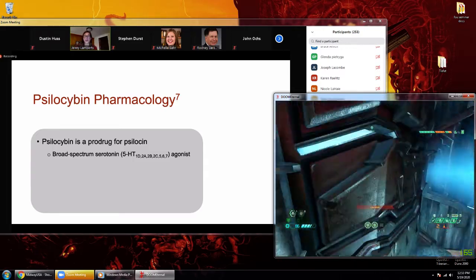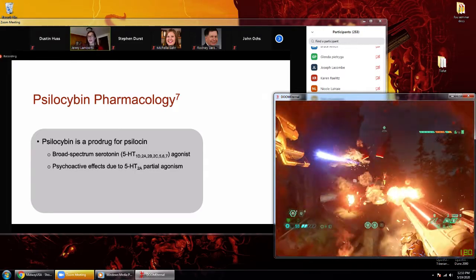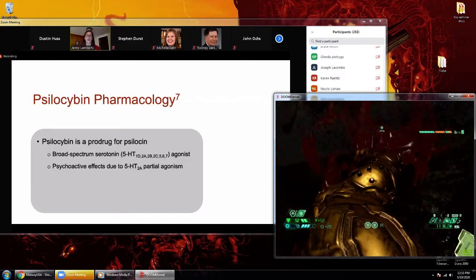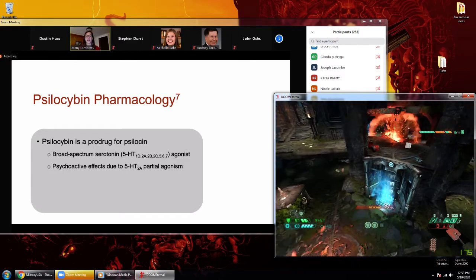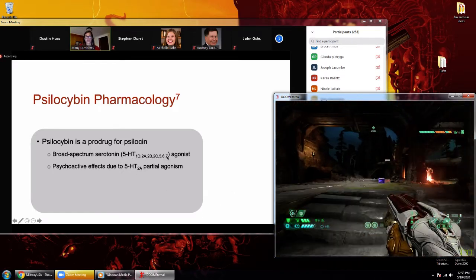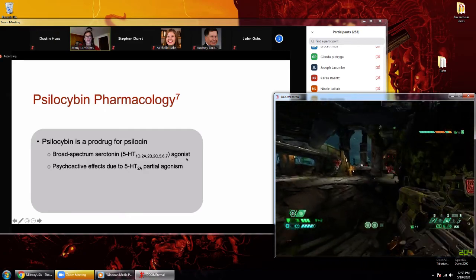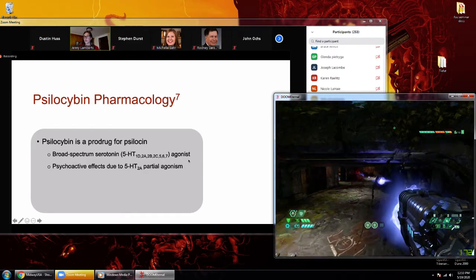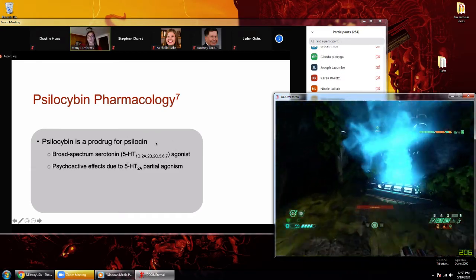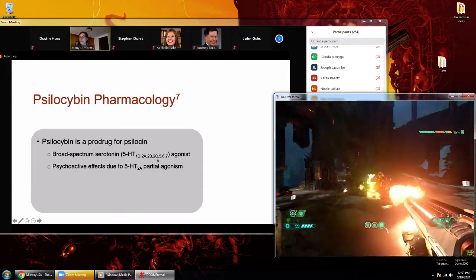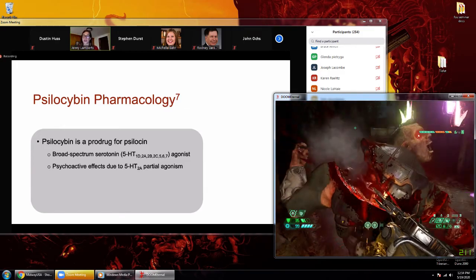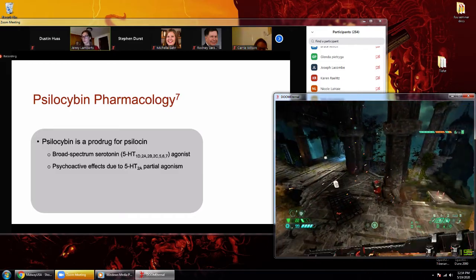And its psychoactive effects are thought to be due to partial agonist activity at the serotonin 2A receptor, the 5-HT2A receptor. It's considered a broad spectrum serotonin agonist, so it actually activates a number of different serotonin receptors, and those are all listed here. But its psychoactive effects are primarily due to agonist activity at the 5-HT2A receptor. And it's really this pattern of broad spectrum activity at serotonin receptors that gives psilocybin its unique psychedelic profile that actually differs quite substantially from something like LSD, even though LSD is similar structurally.